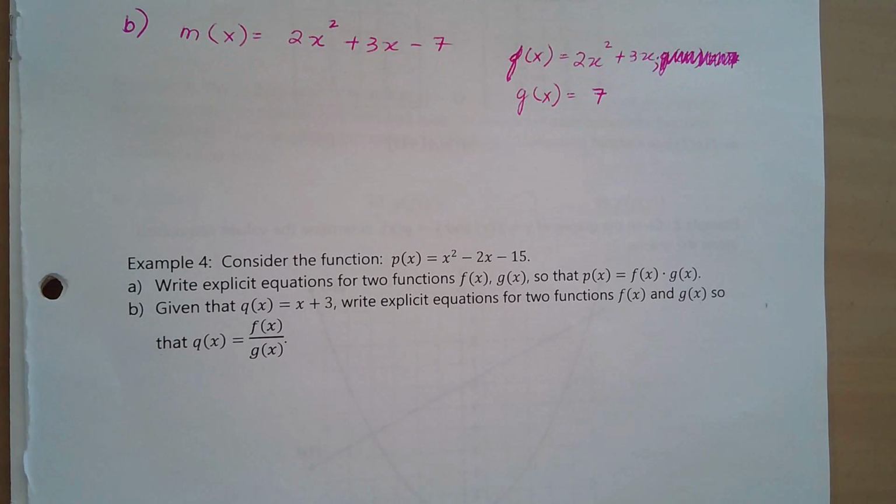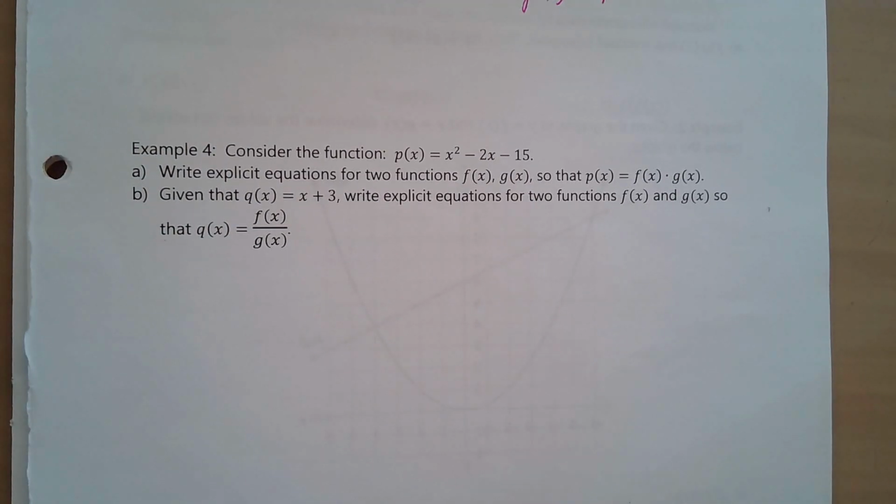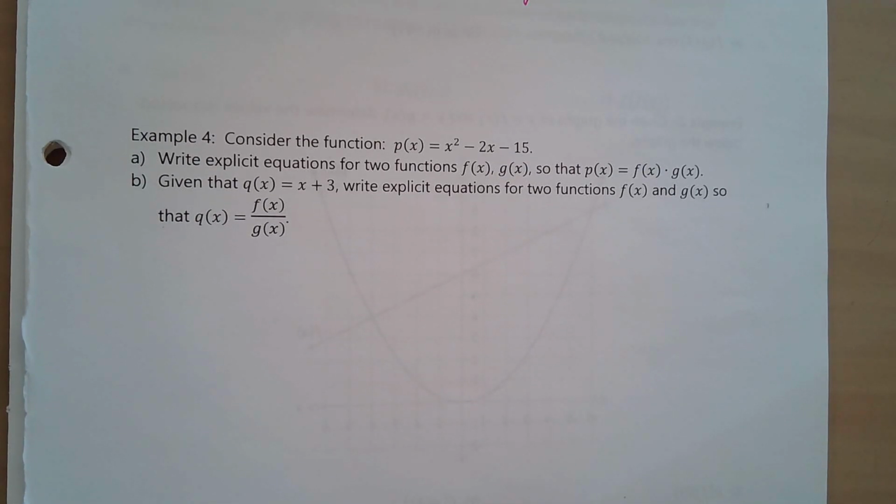Okay, let's take a look at example 4. Consider the function p of x equals x squared minus 2x minus 15. Write the explicit equations of two functions so that f of x times g of x will give us the p of x.